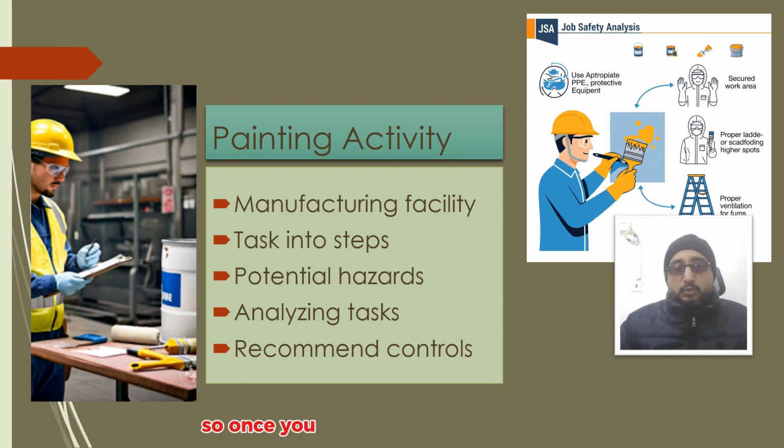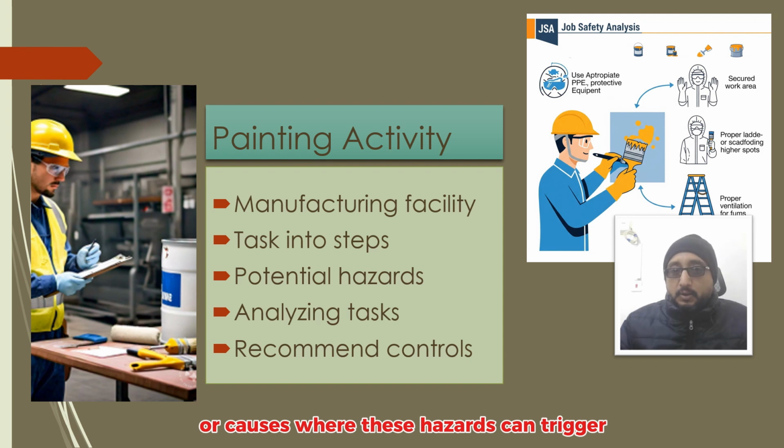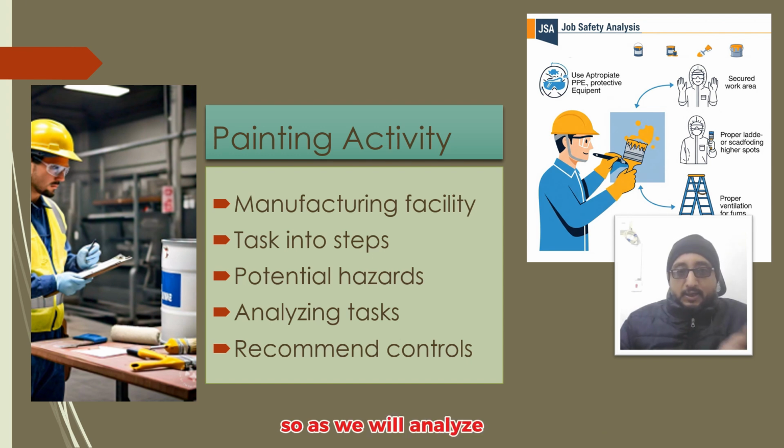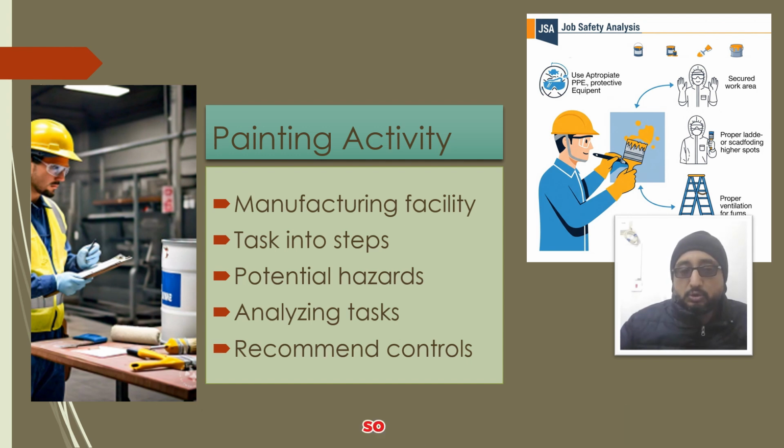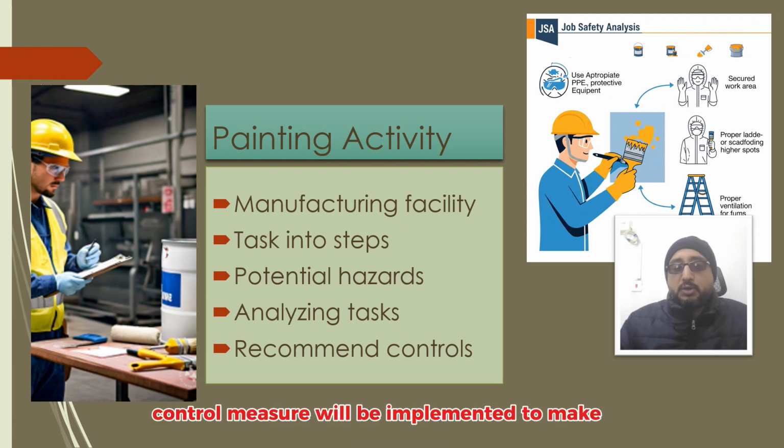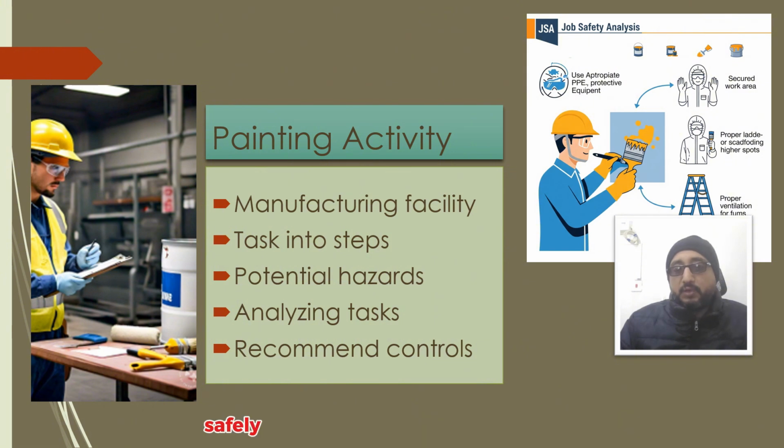Once you have identified all the hazards, then we will look at the procedures of these steps, how you are going to implement them. So we will find the root causes where these hazards can trigger. As we analyze this, we will suggest suitable control measures. These control measures will be implemented to make sure that our job is done safely. So this is overall the process of JSA.